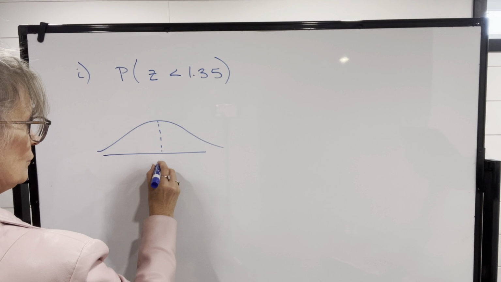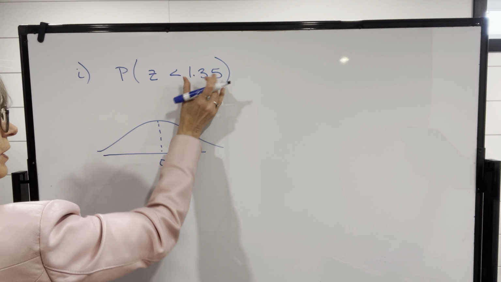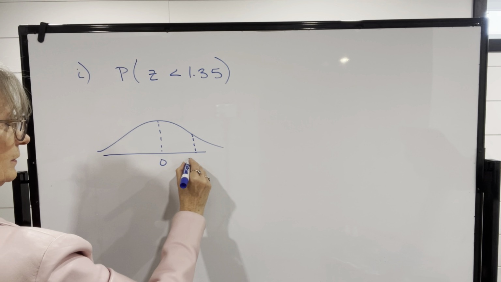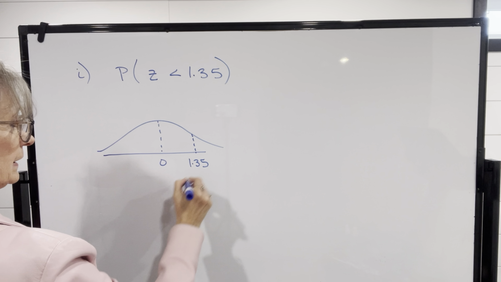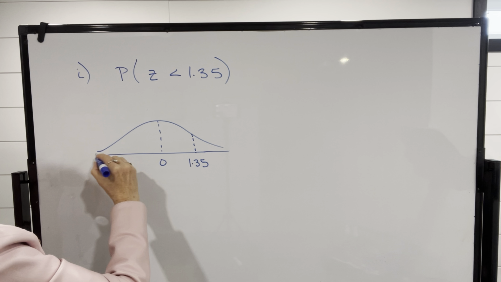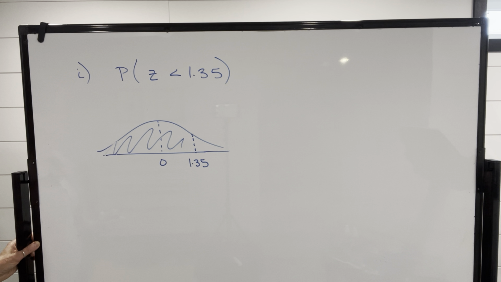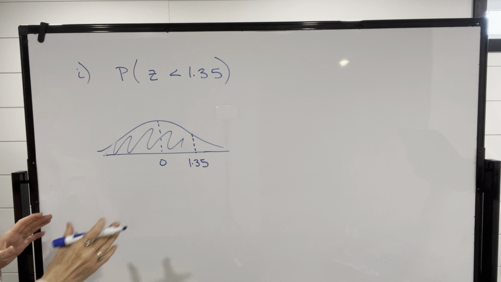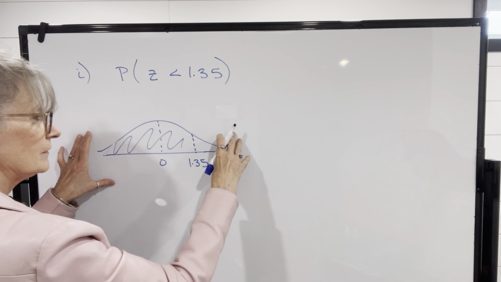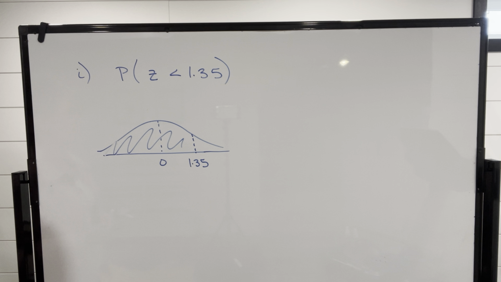Remember, it's our standard normal curve, so our mean is 0. 1.35, it's positive, so it's going to be over here somewhere. And they want to know less than, so we're interested in finding the area to the left of that Z score 1.35. I like to make a drawing to see the area that I'm looking for to get an idea of how large or how small it is.